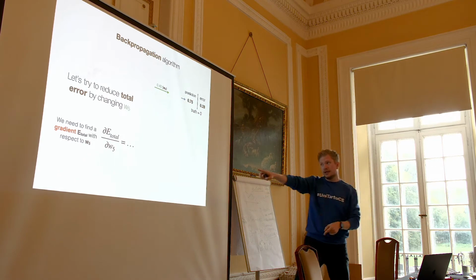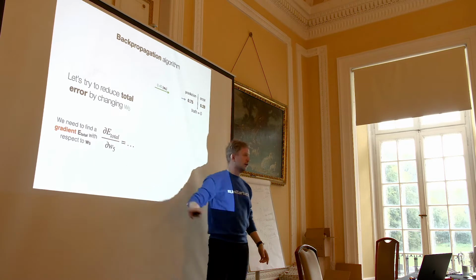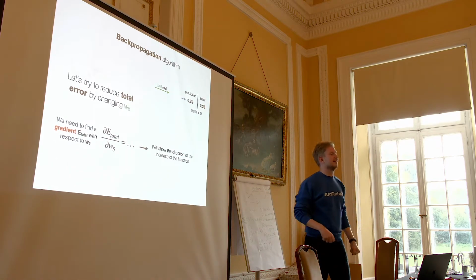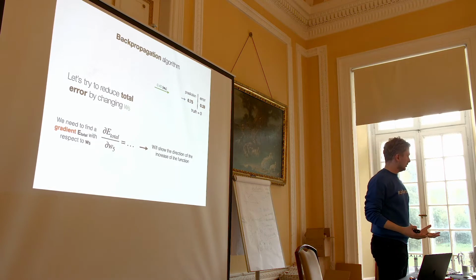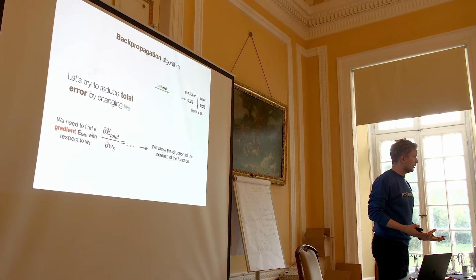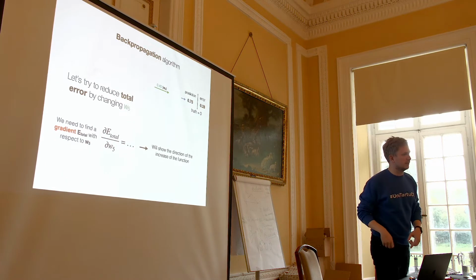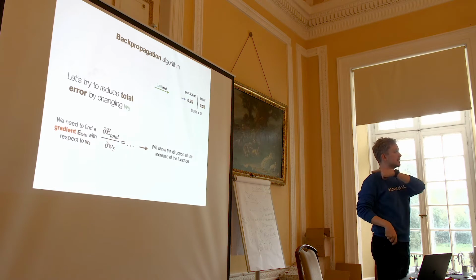This is the direction in which the total error is going to increase, but we'll multiply by -1 and go in the opposite direction. Okay? Does this make sense?